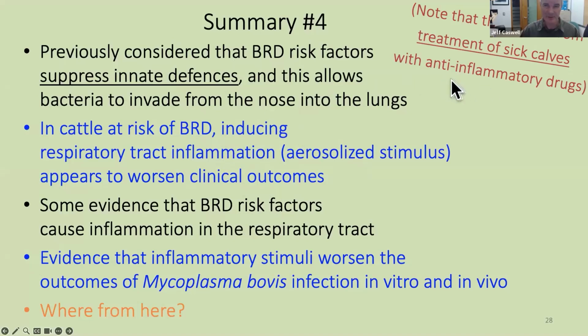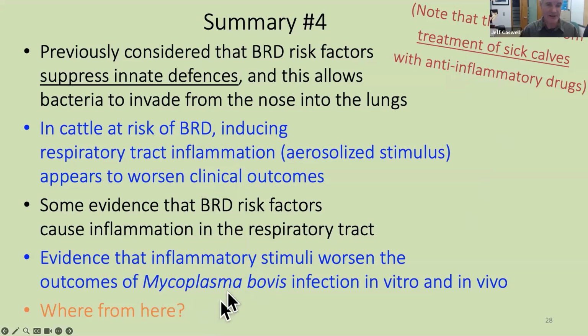I want to emphasize that what I'm talking about is very early in the disease state, when calves really don't have any clinical signs, and this is very different than the idea of treating sick calves with anti-inflammatory drugs. This can be helpful as well, but it's a very different situation because these are calves that are already sick. And we think that perhaps this story of harmful effects of inflammation is particularly relevant to development of Mycoplasma bovis infection.